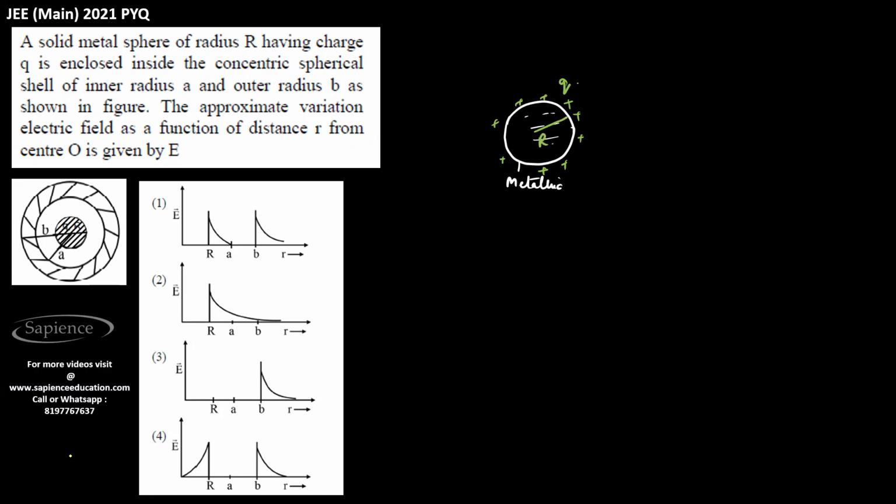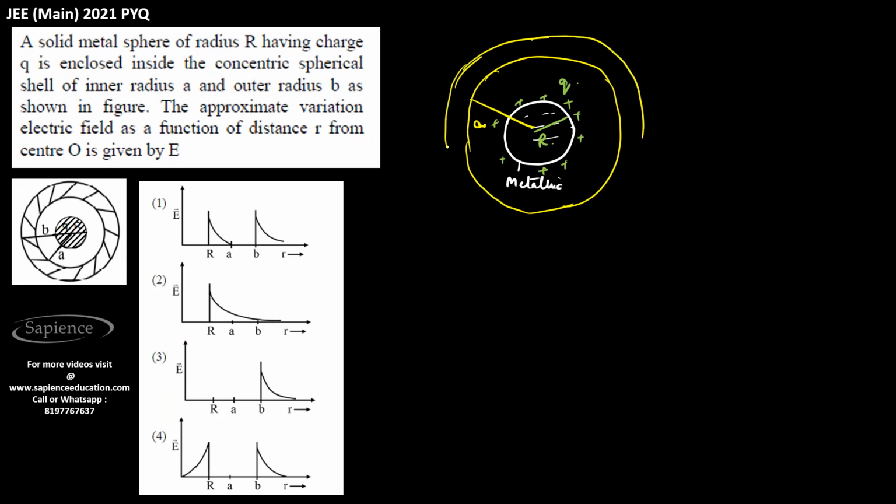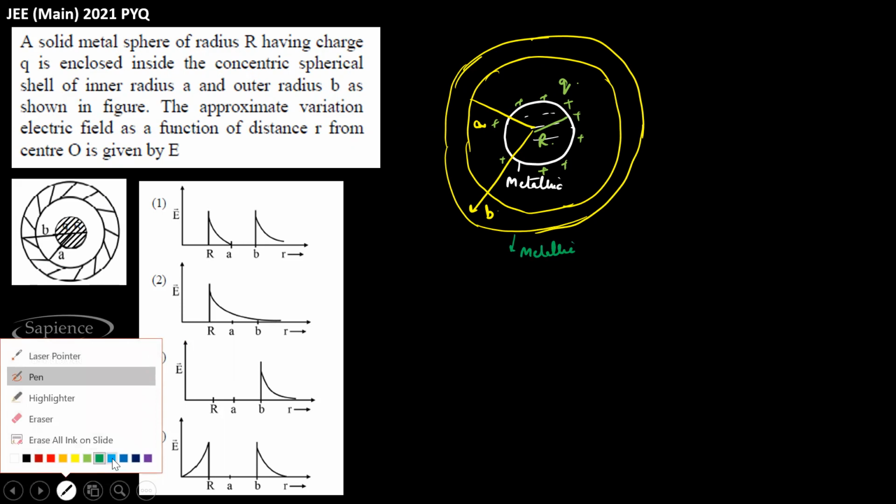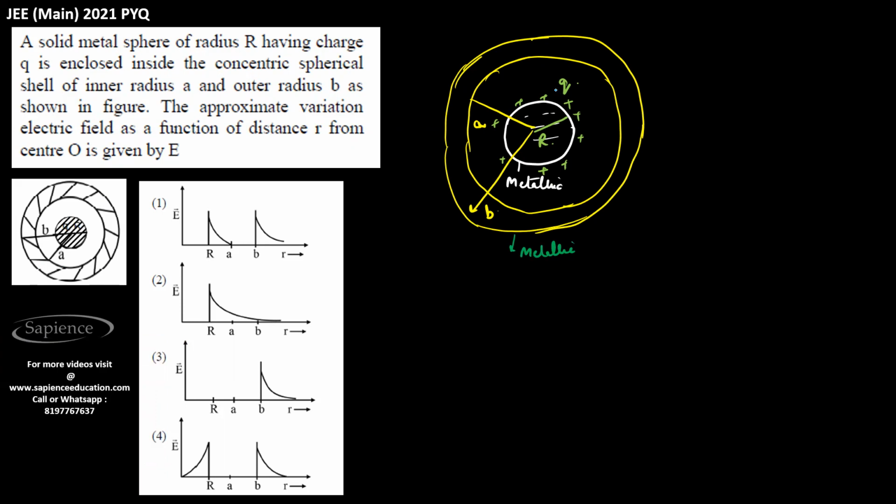Another thing given to us is the inner radius of the shell. So we have a shell. The inner radius of the shell is a, and the outer radius of this shell is b. This is also a metallic shell, so all the charges are on the surfaces. If the charge here is positive, because of induction, the charge on this side will become negative, and the charge on the other side will become plus Q.